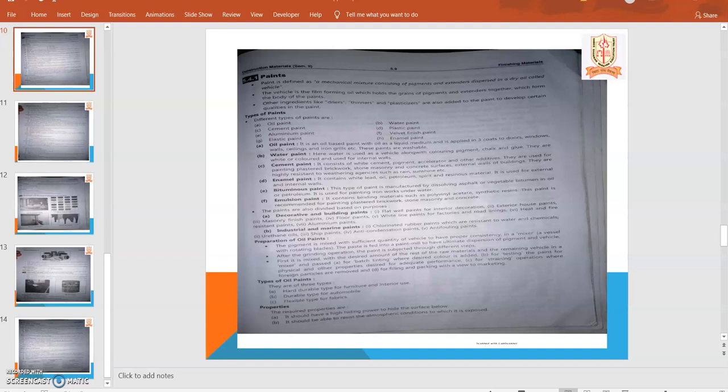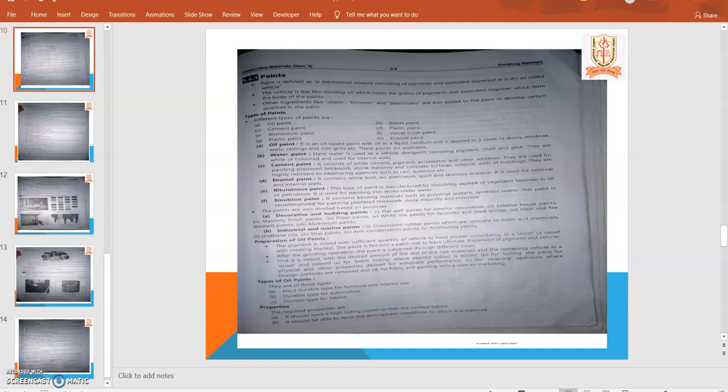So paint is defined as a mechanical mixture consisting of pigments and extenders dispersed in a dry oil called a vehicle. The vehicle is the film forming oil which holds the grains of the pigments and extenders together, which forms the body of the paint. Other ingredients like dryers, thinners, and plasticizers are also added in the paint to develop certain qualities like darkness, faintness, or thickness of the paints.